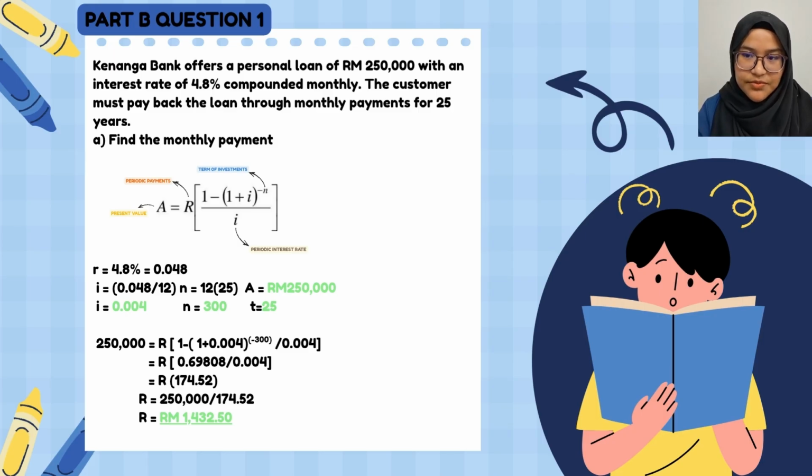equals to 300. As for A, we already know it is 250,000, so we substitute all the information in the formula, which is 250,000 equals to R in bracket 1 minus 1 plus 0.004 to the power of negative 300 over 0.004 close bracket. So we have to solve the one in bracket first, and we get 174.52. So in order to find the R, we have to take 250,000 divided by 174.52. So R equals to RM 1,432 and 50 cents.